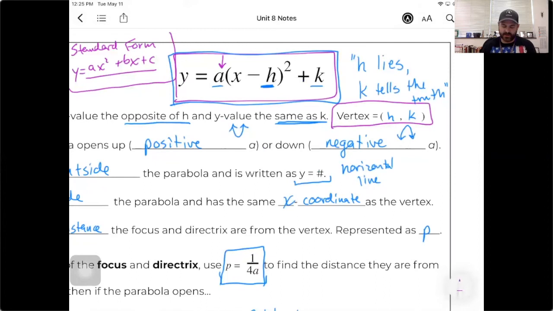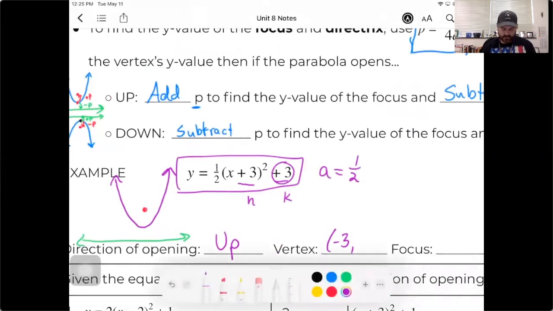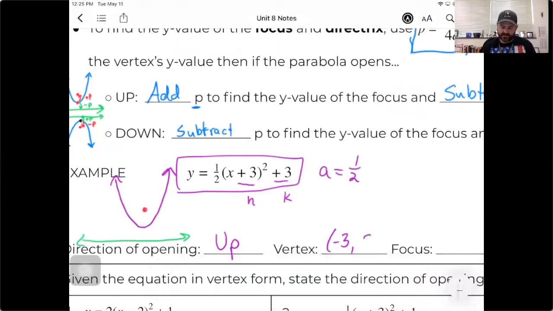So the X coordinate coming from that H is the opposite of +3. The X coordinate would be -3. But the K value here tells the truth. So that is a +3. Okay, that means this point has an X value of -3. So these are all kind of lined up on this axis of symmetry, X equals -3. But it has a Y value of 3.